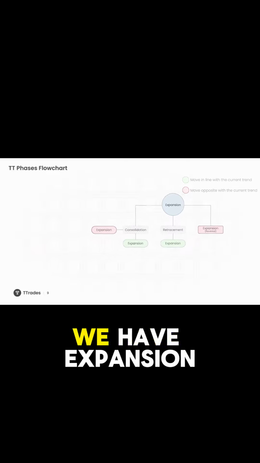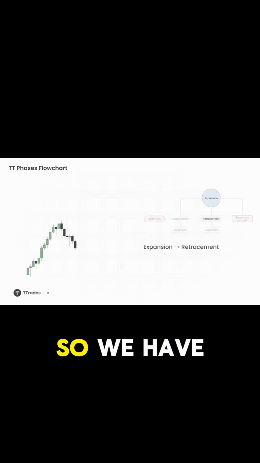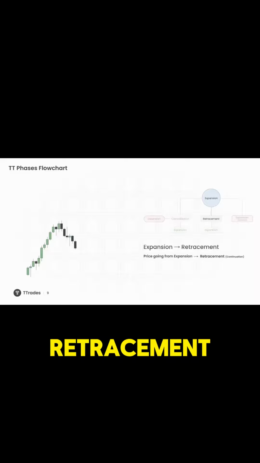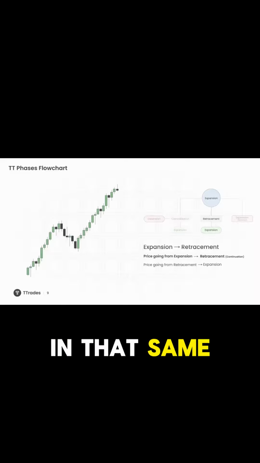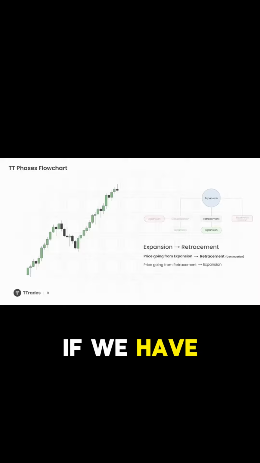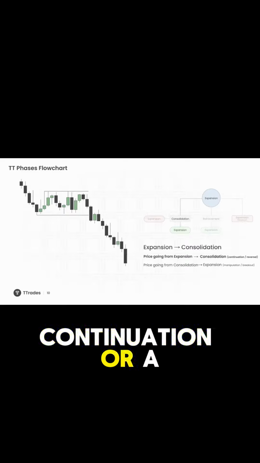So here you can see we have expansion, and then what do we have? We have a retracement. So we have expansion, retracement. I want to see a continuation, so another expansion again in that same direction. Now, if we have expansion into consolidation, that's where we can get a continuation or a reversal.